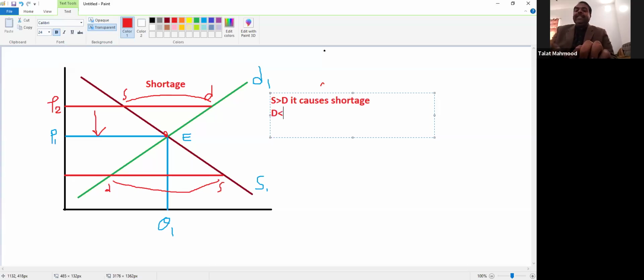When demand is greater than supply, the public is demanding and supply is short. So here demand is less than supply because of excessive supply. So what will excessive supply create? It will increase the price.